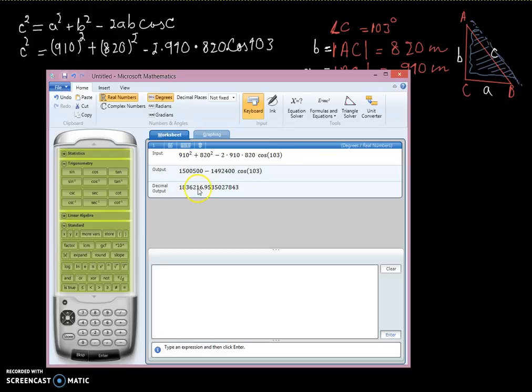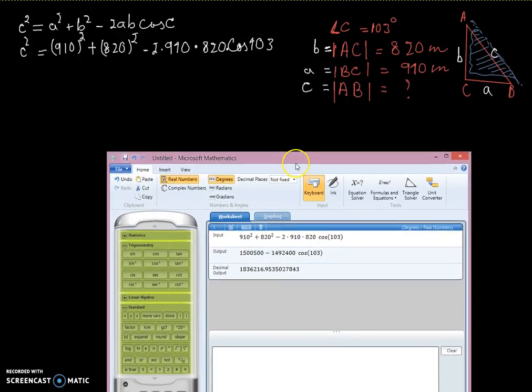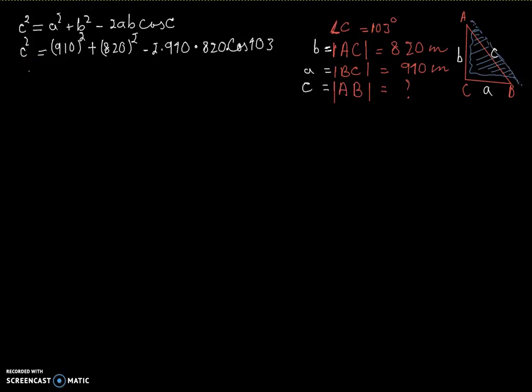So it's 1,836,216, something like this. I hope, and I'm sure we haven't made any mistakes. So that's your answer basically. So that's, I'm sorry, this is C squared. So C squared is equal to 1,836,216.